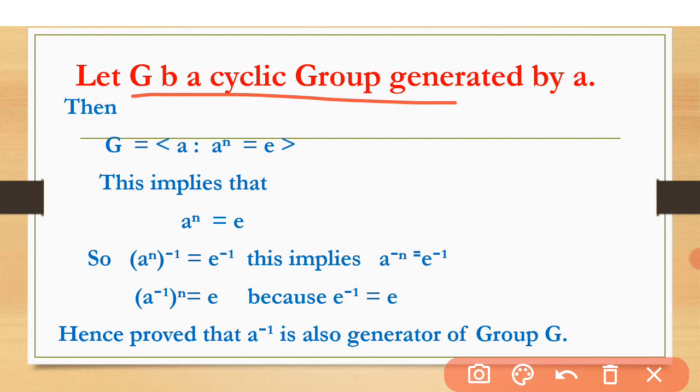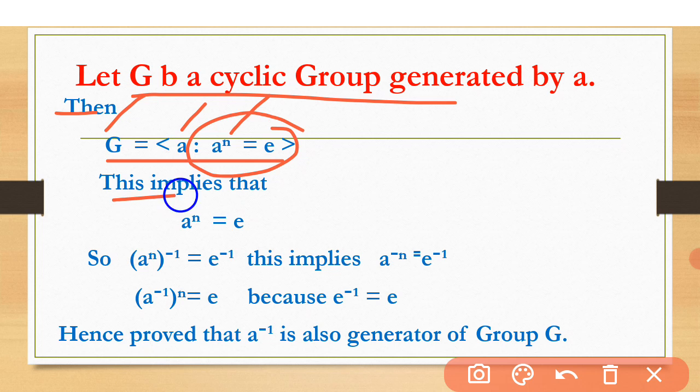Let G be a cyclic group generated by A, then it can be written like that. We read it: G is generated by A such that A raised to power n is equal to the identity element. This implies that A raised to power n is equal to identity. This shows that A is the generator of G.